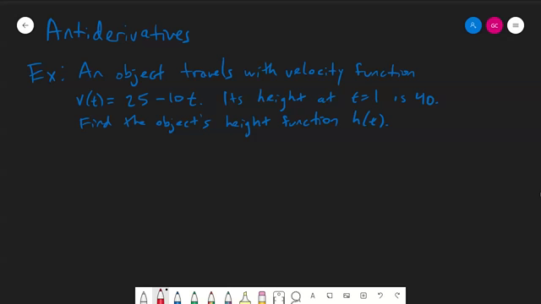So when you have an object that's moving just up and down and it has some height function h of t, we know that the derivative of h is equal to that velocity function. So we don't know what h is, but we know the derivative of h. So from this, it follows that h must be an antiderivative of that velocity function.